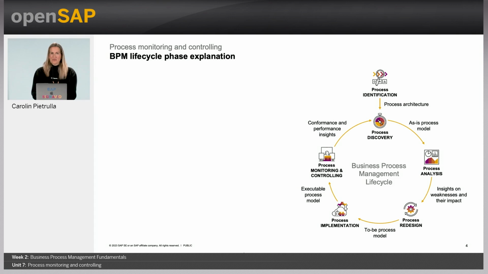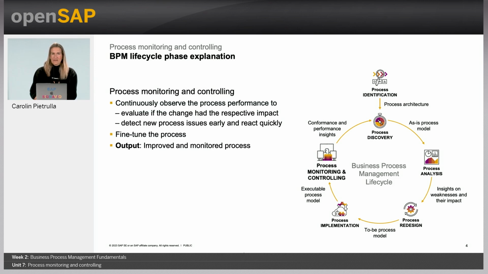Now that our redesigned processes are rolled out and implemented, they need to be continuously monitored and controlled. We mainly do so for 2 reasons. First, we want to verify that process changes really do have that positive effect on process performance. And if we don't measure process performance, we won't be able to tell. The second main reason to monitor process performance is to detect potentially arising new process issues as early as possible and to be able to react quickly.